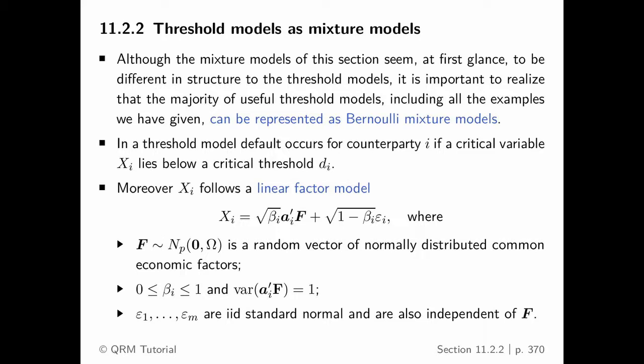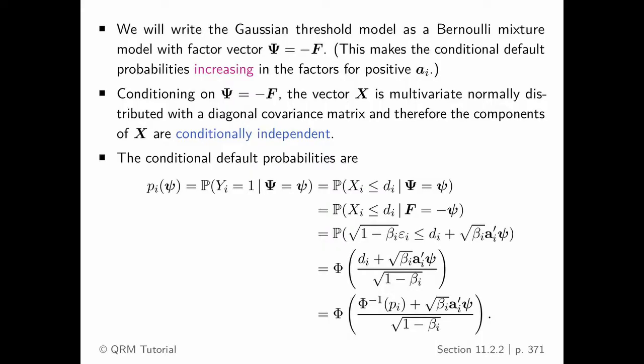And we are saying that we're going to model xi through a linear factor model where we have systematic factors and idiosyncratic errors. And the point is that if we identify these factors f here with the psi's in the Bernoulli mixture model, then we can represent it as a Bernoulli mixture model. So I've recapitulated the assumptions of a factor model: normally distributed factors, beta i's between 0 and 1, errors which are independent, or IID, and moreover independent of f. And under these factor model assumptions, we identify psi with f.